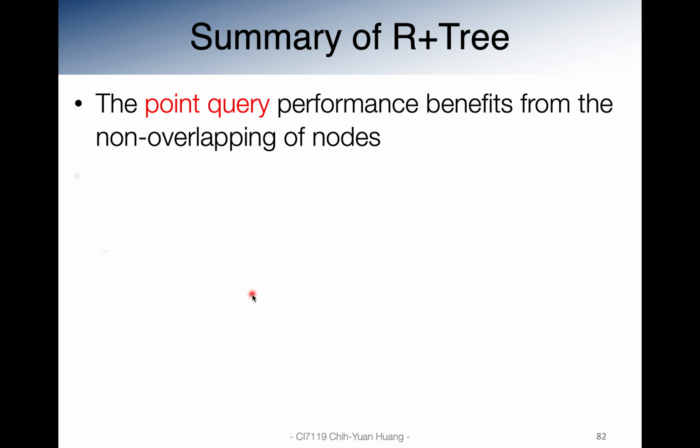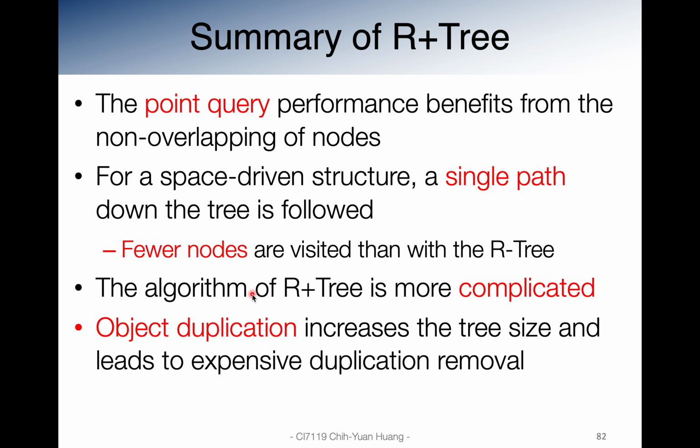In this case, similar to the space-driven approaches, those duplicates need to be removed before the result is returned. So this object duplication will not only increase the tree size, it will also lead to a more expensive duplicate removal procedure, because you need to sort the result first and then remove those duplicates. Okay, so those are some of the good things and some of the bad things about the R+ tree.